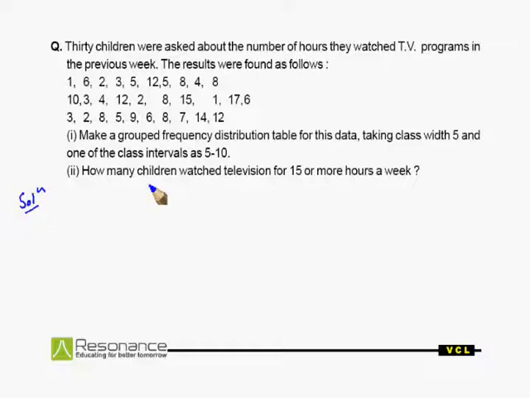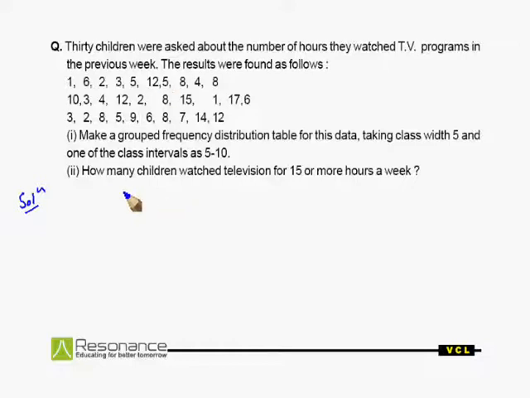So we have to prepare a group frequency distribution table. In a group frequency distribution table, we have to make the groups, not the individual ones. We have to make the classes, or the intervals. One of the intervals, as given in the question, is 5 to 10.